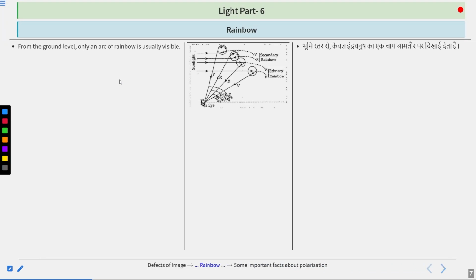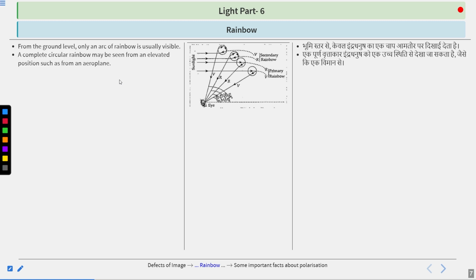From the ground level, only an arc of a rainbow is usually visible. A complete circular rainbow may be seen from an elevated position such as from an aeroplane. Like you can say you only see this arc from the ground. If you are standing on the ground, you can only see that. But if you are in some kind of elevated area, for example, an aeroplane, then you will see a complete circular rainbow.